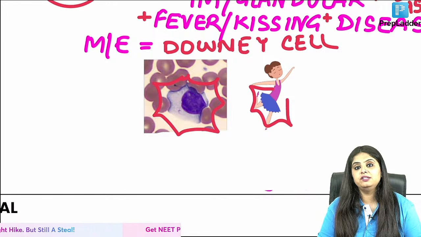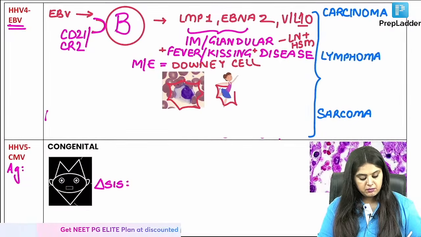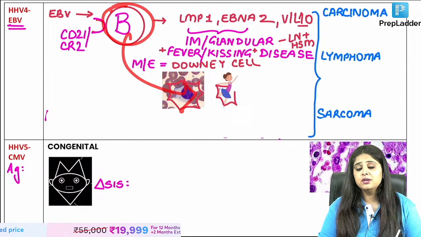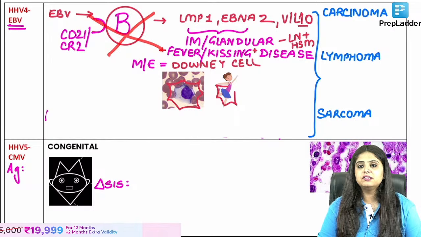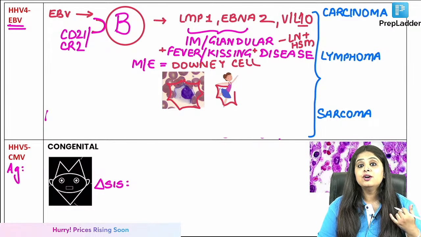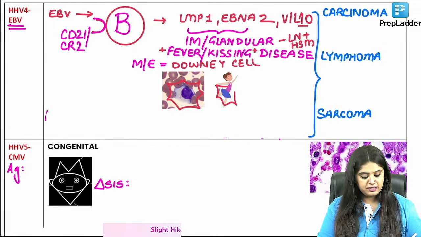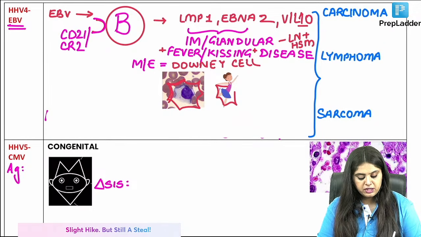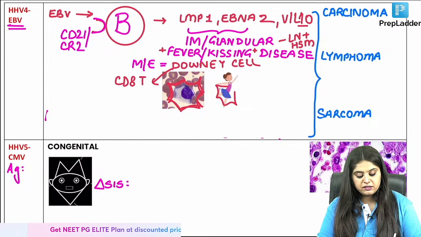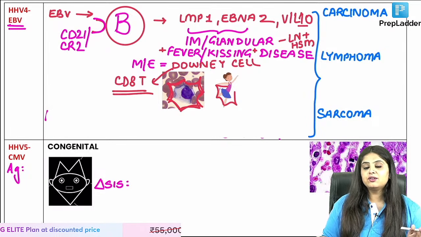But ma'am, what are Downey cells? Because everyone believes, EBV goes into B cells, so B cells must have become Downey cells. No, B cells have been hijacked. The B cell is gone, poor B cell. B cell calls his brother for help. Who is B cell's brother? T cell. So these Downey cells, like this superhero cape, these are the CD8 T cells who are coming to rescue their brother. So Downey cells are not the B cell.